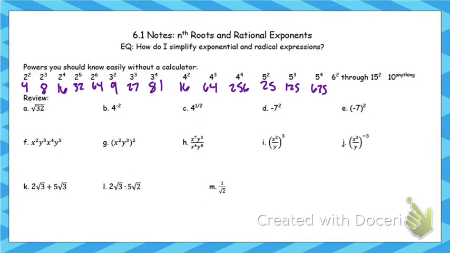6 squared through 15 squared, you'll need to know all those. And then 10 to the anything, because remember, 10 to the anything is just however many zeros you're going to put at the end. So once again, you really need to be familiar with those without a calculator. To review, this is going to review a lot of what you did from Algebra 1 and Geometry.